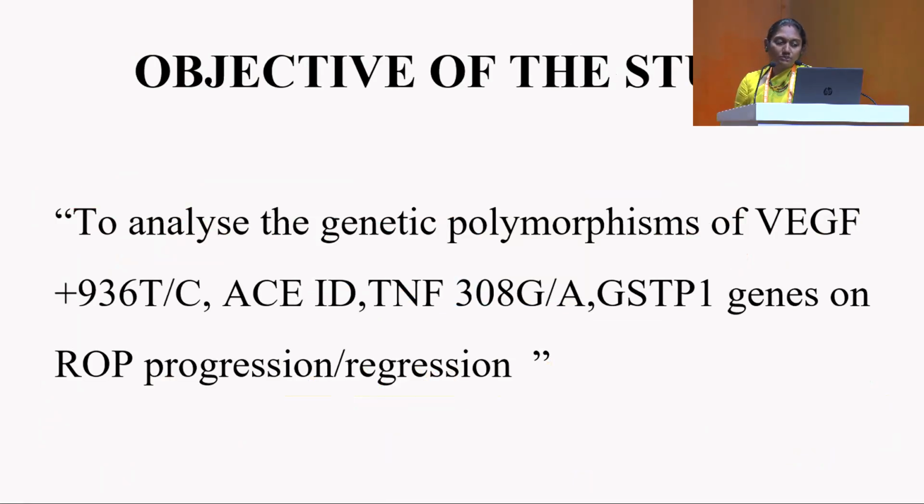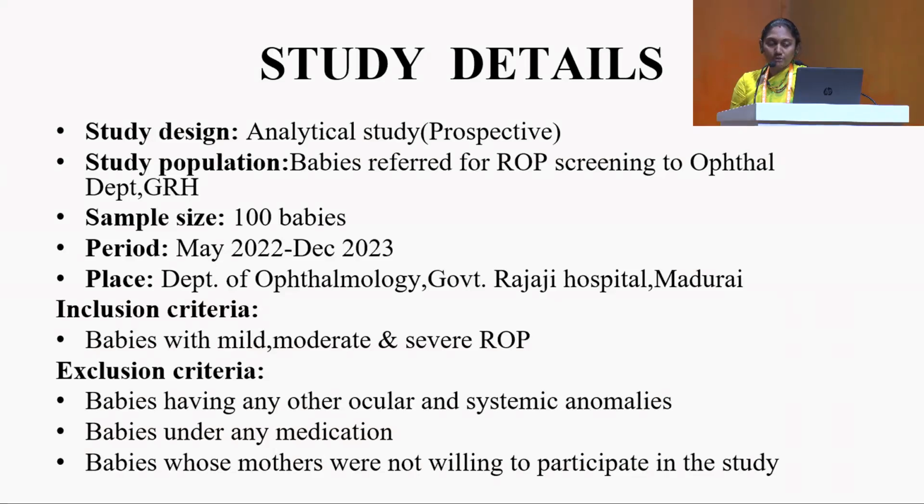So the objective of the study is to analyze the genetic polymorphisms of VEGF 936TC, angiotensin converting enzyme insertion deletion, tumor necrosis factor 308G and A, and glutathione S transferase protein 1 genes on ROP progression and regression.